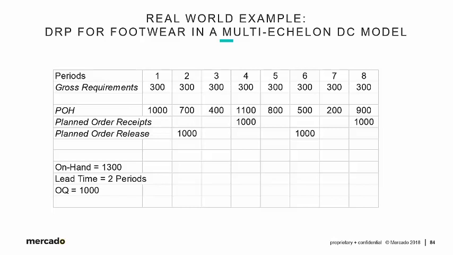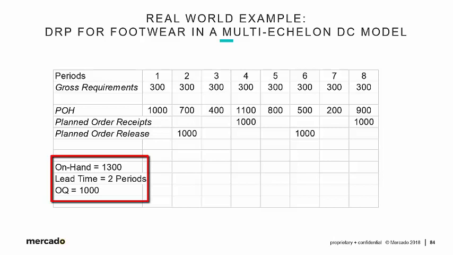We're about to jump into the numbers, but on the very lower left-hand side, it's very important to note that when the period begins, on hand, we already have 1,300 pairs of this particular model. Lead time period, 2 weeks.